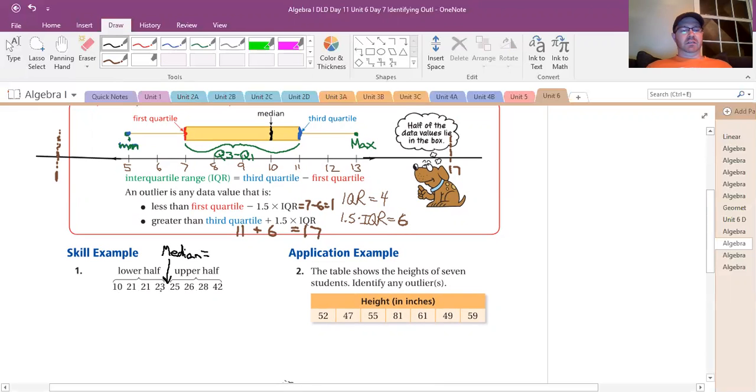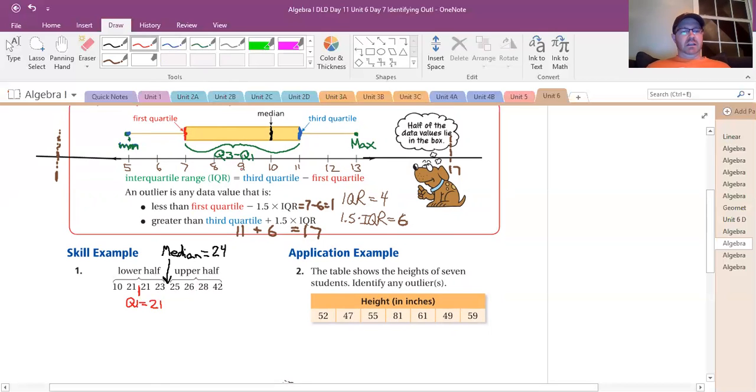And that right between the 23 and 25 is 24. Remember, you average those and you get the value between. Okay, so that's 24. And then I look over here and I see, okay, well, that means that my first quartile is right between these two 21s. So the Q1 equals 21.